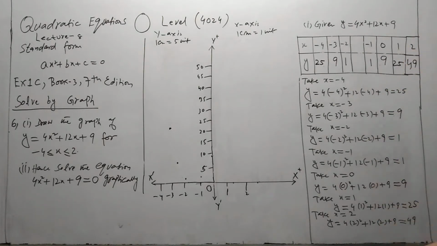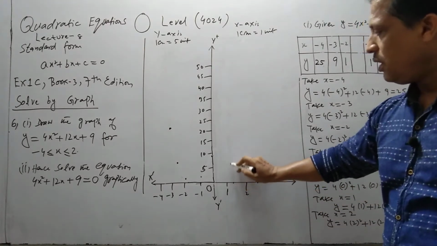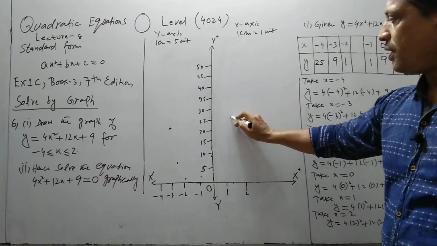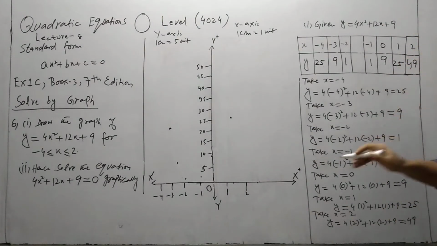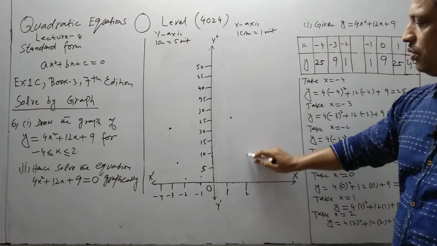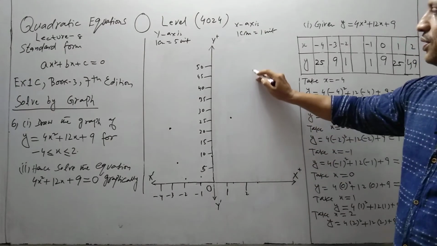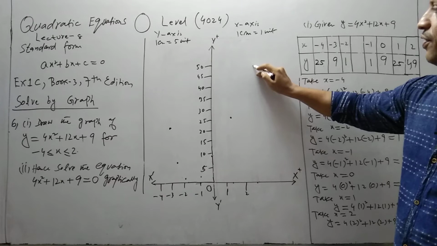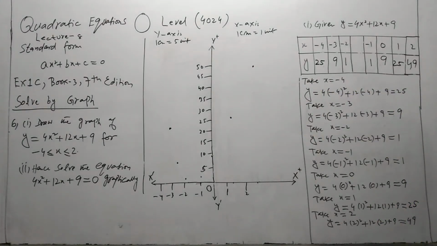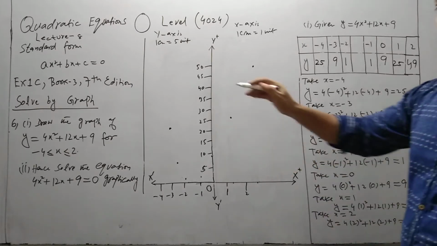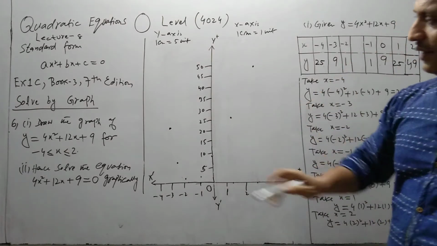Then 1 and 25. So this is 1 and this is 25. And finally 2 and 49. This is 2 and this is 50, and just below the 50 is 49. Now plot the graph. Join all points with free hand.